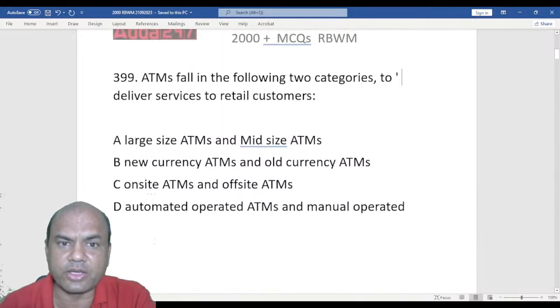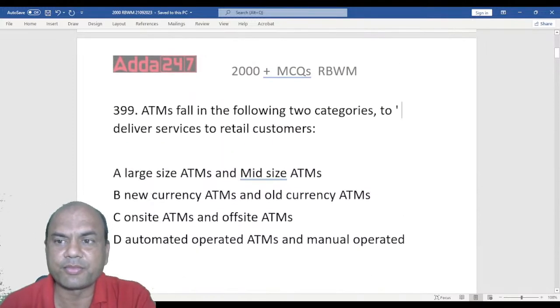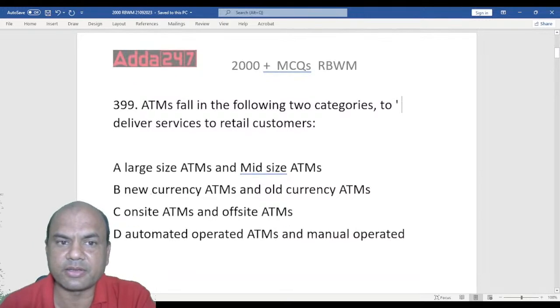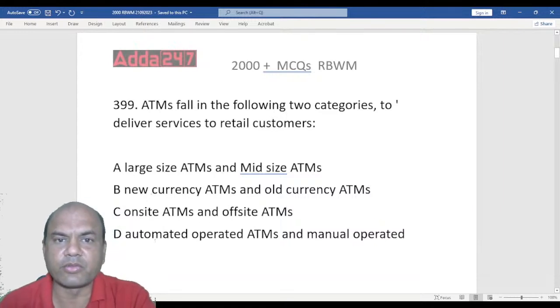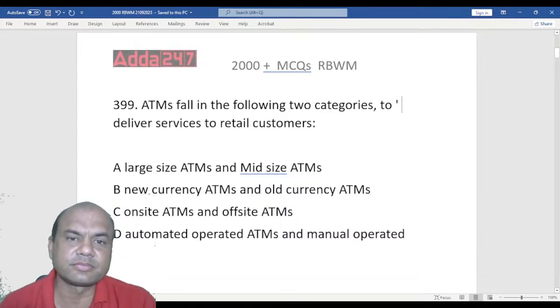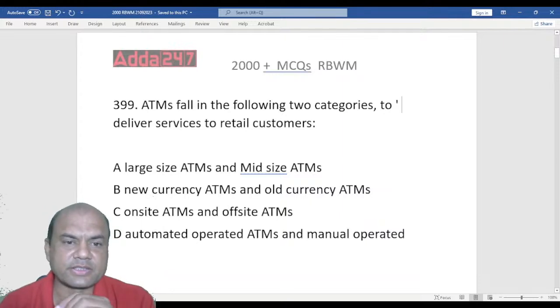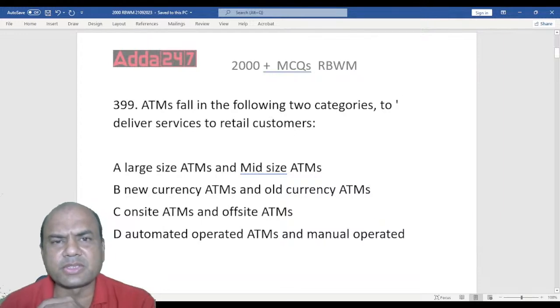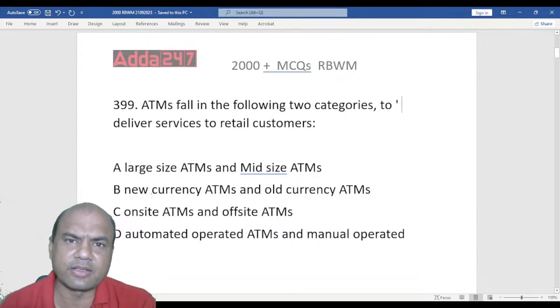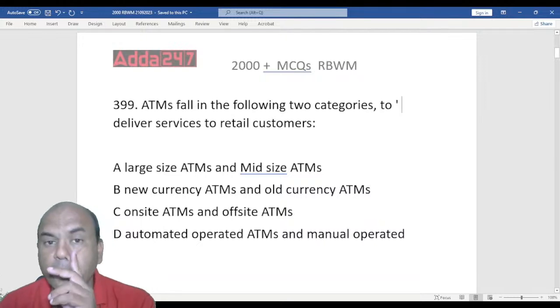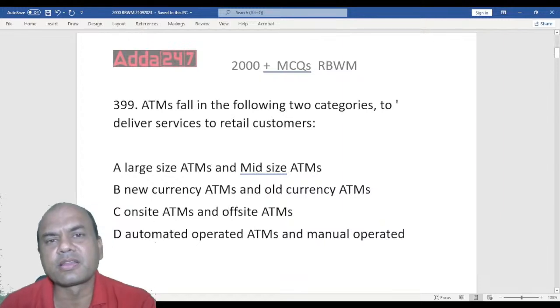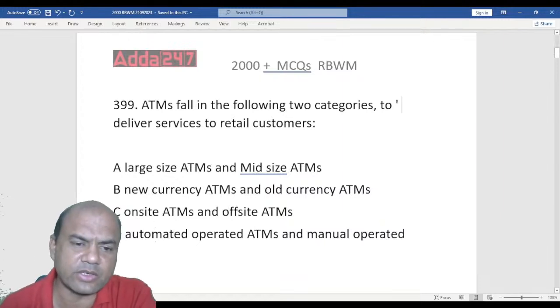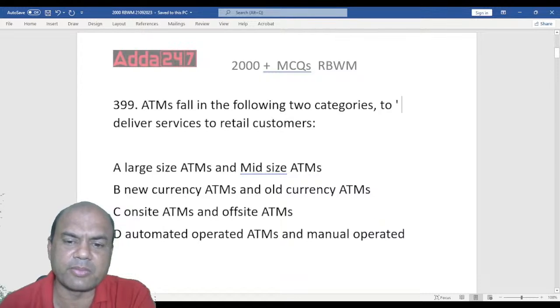Do you have any ATM which is manually operated? Some human being sits there. What is the right answer? Okay, I'll give you 10 seconds. Large size, mid size, new currency, old currency means new notes, old notes. Is it that? New 500 rupees note, old 500 rupees note. Do you have ATMs like that? On-site, off-site? What do you say? Is this the answer? On-site, off-site? Or automated manual?